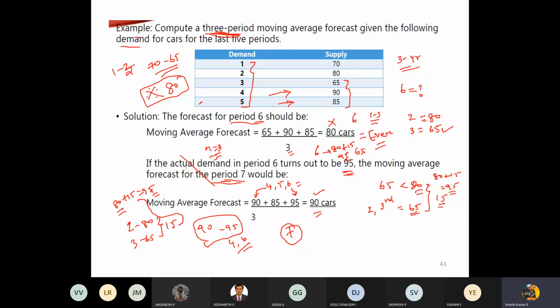Calculate the forecast on the basis of the simple average method.